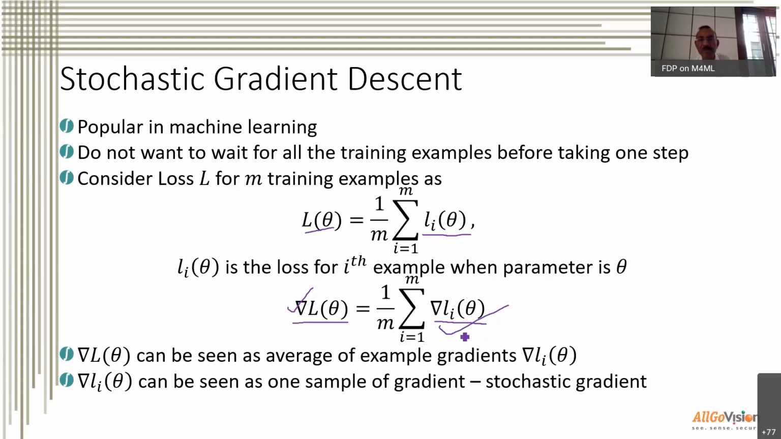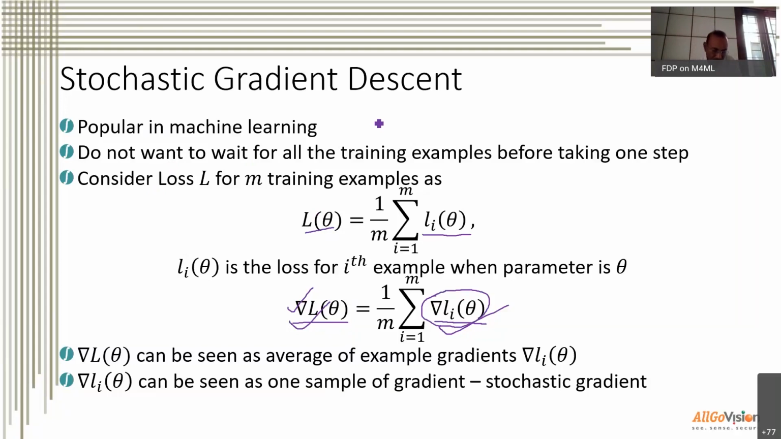So each of these are basically representing one random sample of del L theta, and so what I do is I decide to use each of the example del Li theta instead of del L theta itself. Instead of using the overall gradient del capital L theta, I start using each of the individual components just one at a time, and because one at a time, that's just one sample of del L theta. That's why it is called stochastic gradient, and hence the name stochastic gradient descent.